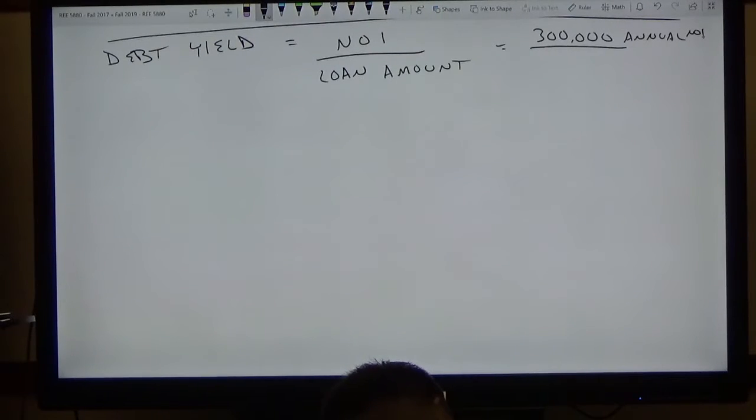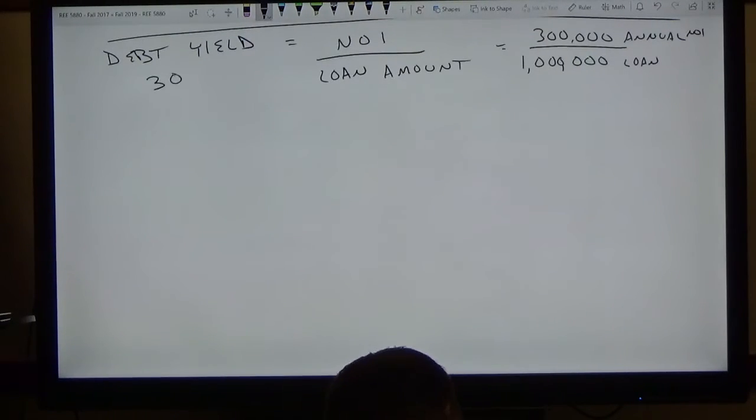Not all at once. $1 million. Okay, probably a little bit low, but we'll go ahead and go with it. So if we go with $1 million for the loan amount, then our debt yield is going to be what? 30%.